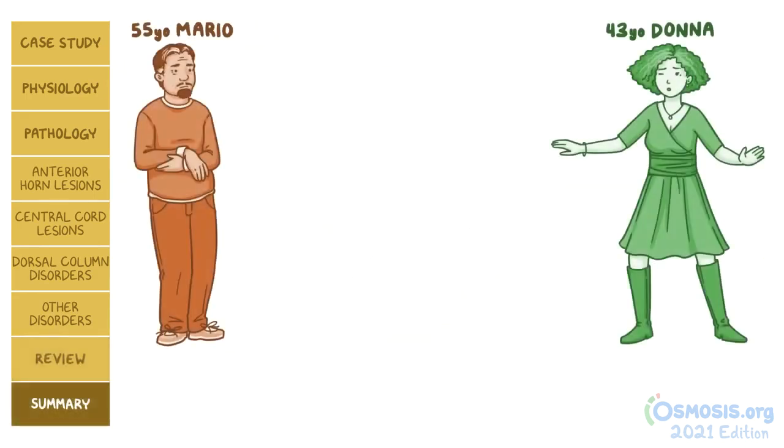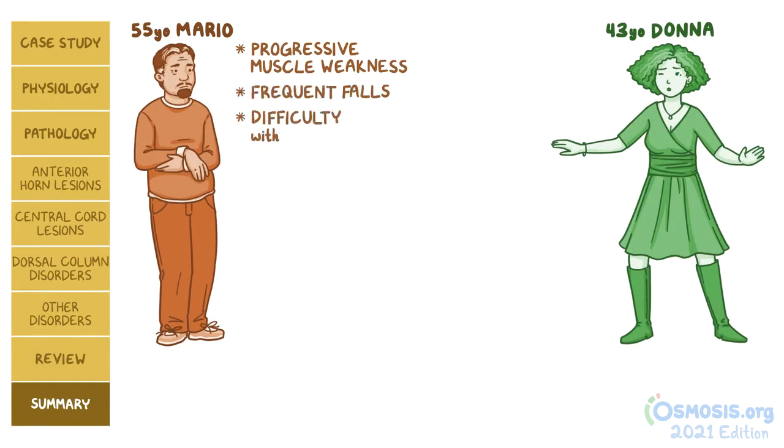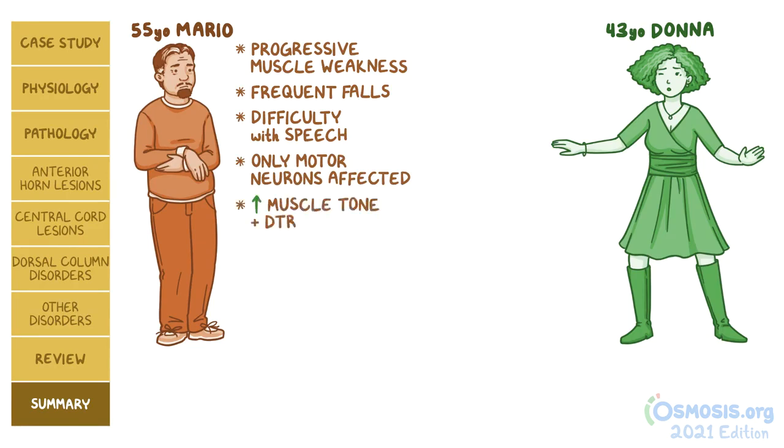Okay, back to our cases. Mario presented with progressive muscle weakness, which started with an inability to manipulate small items and progressed into frequent falls and difficulty with speech. In the absence of any sensory, cognitive, bowel, or bladder symptoms, we know that only motor neurons are affected. On neurological exam, we had upper motor neuron signs like increased muscle tone and deep tendon reflex, and fasciculations, which is associated with lower motor neuron lesions. So, this should make you suspect amyotrophic lateral sclerosis.